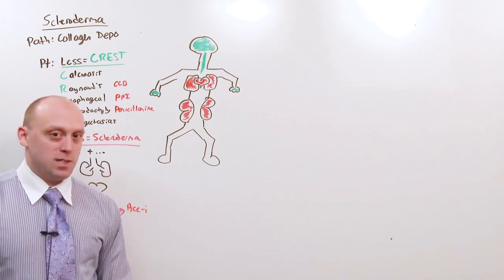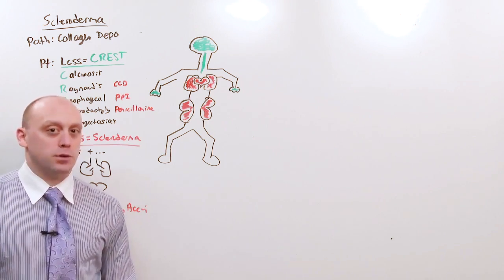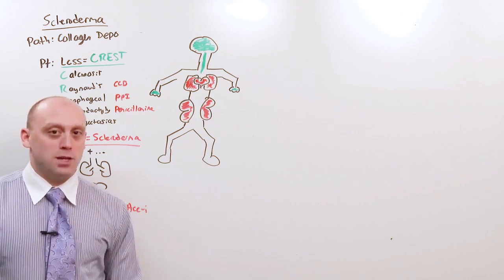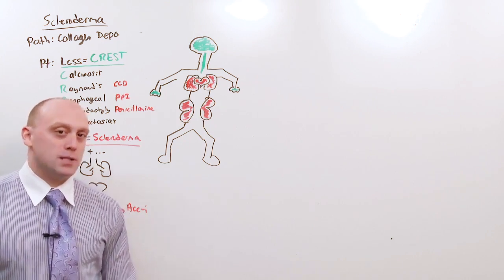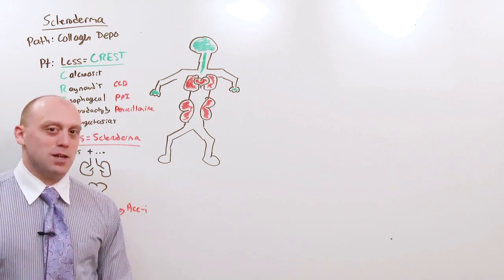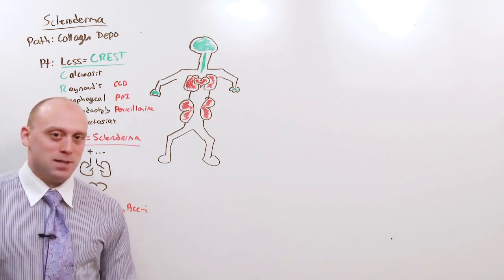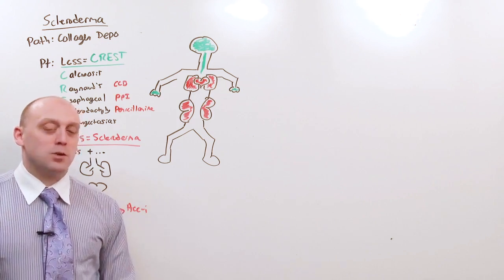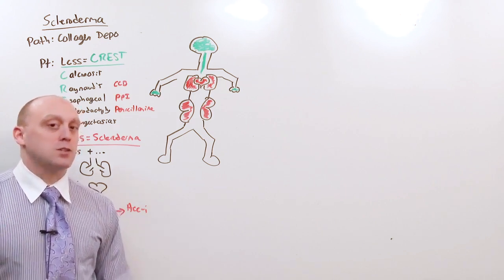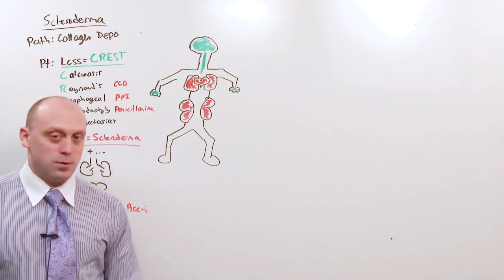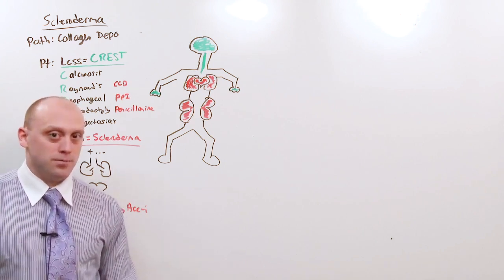You give an ACE inhibitor, and that will be counterintuitive. It will look like an acute kidney injury, and you know to hold ACE inhibitors in the setting of acute kidney injury. Except in the case of scleroderma. If the person has scleroderma and their creatinine is going up, give them an ACE inhibitor, avoid steroids.